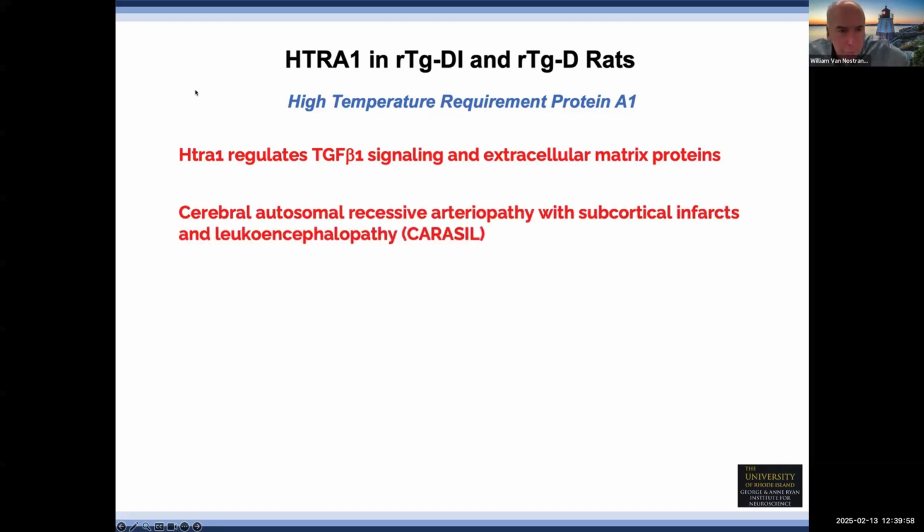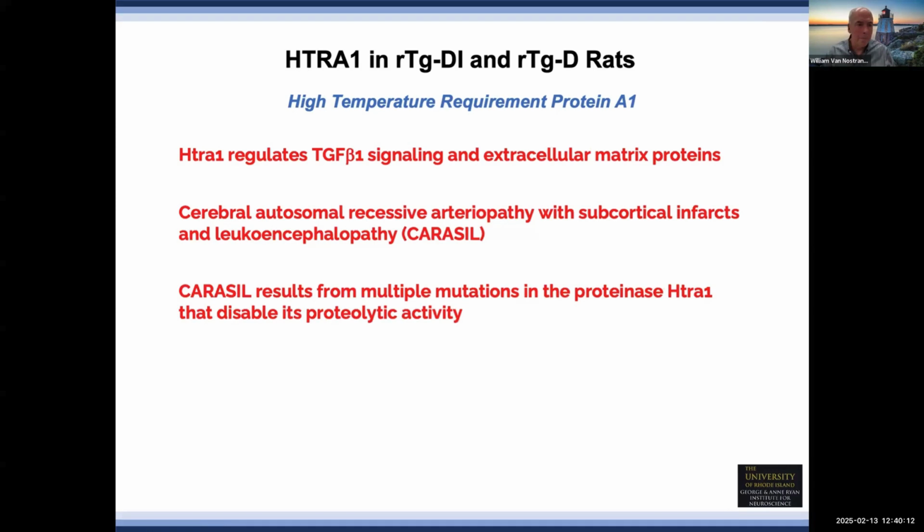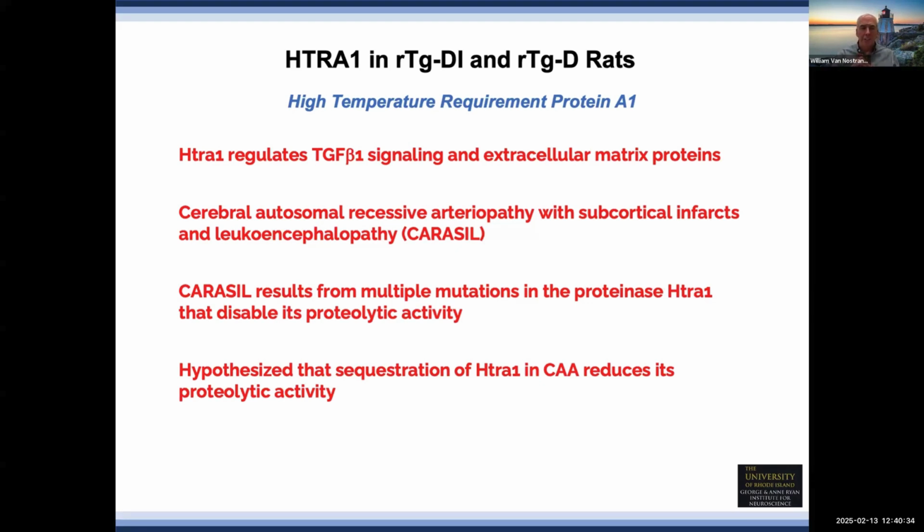Now, what's interesting to us is that this protein is associated with a disease known as cerebral autosomal recessive arteriopathy with subcortical infarcts and leukoencephalopathy, otherwise known as CARASIL. This is a cerebral small vessel disease. Patients that have CARASIL have it because it results from having one of multiple mutations in the protease HTRA1 that disables its proteolytic activity. So CARASIL patients have a proteolytically inactive form of HTRA1. It's been hypothesized that sequestration of HTRA1 in CAA reduces its proteolytic activity. So that may be a commonality between these small vessel diseases: a decrease in the amount of active HTRA1 protein.